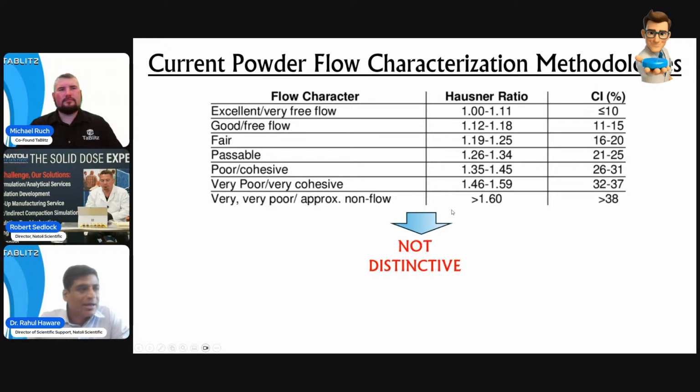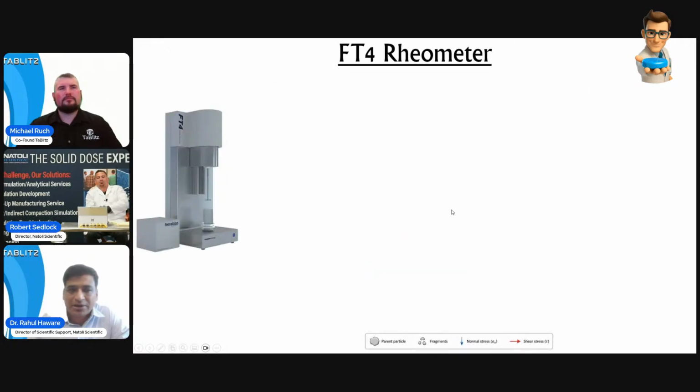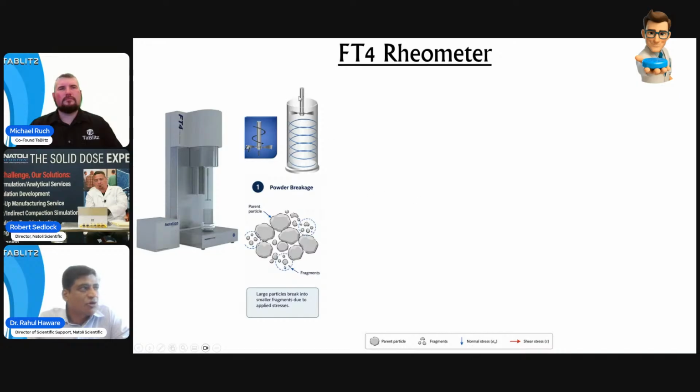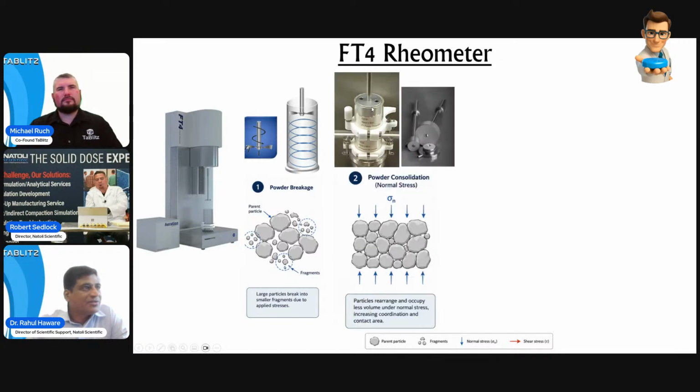Not really. That's why we have this FT4 Rheometer. What Robert has done just now, he was talking about this chopper blade. I will call it a chopper blade. It was chopping the powder, chopping the air pockets, and bringing all powder particles onto the same page. Once we have that, the second thing was the consolidation, where we are applying normal stress or compression stress, just like tableting, but in kilopascal, not in megapascal.